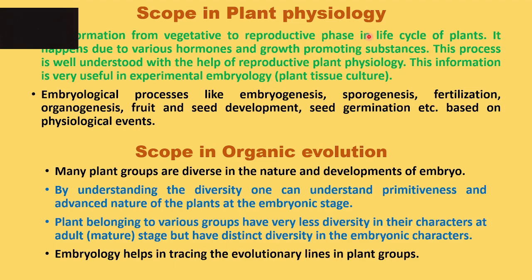Plants belonging to various groups have very little diversity in their characters at the adult mature stage, but have distinct diversity in the embryonic characters. Means many plants at maturity look similar, but when we go to their history, when they were embryos, their characters were very distinct and diverse. So this knowledge we can get from embryology. Embryology also helps in tracing the evolutionary lines in plant groups. So this is also very important.